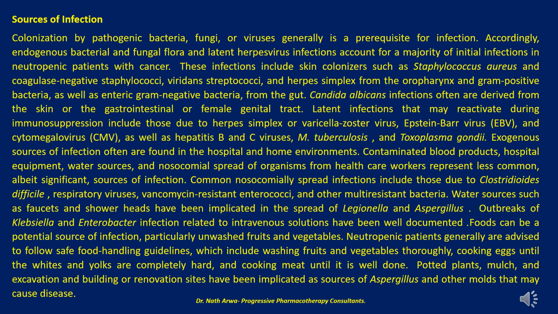Foods can be a potential source of infection, particularly unwashed fruits and vegetables. Neutropenic patients generally are advised to follow safe food handling guidelines, which include washing fruits and vegetables thoroughly, cooking eggs until the whites and yolks are completely hard, and cooking meat until it is well done. Potted plants, mulch, and excavation and building or renovation sites have been implicated as sources of Aspergillus and other molds that may cause disease.